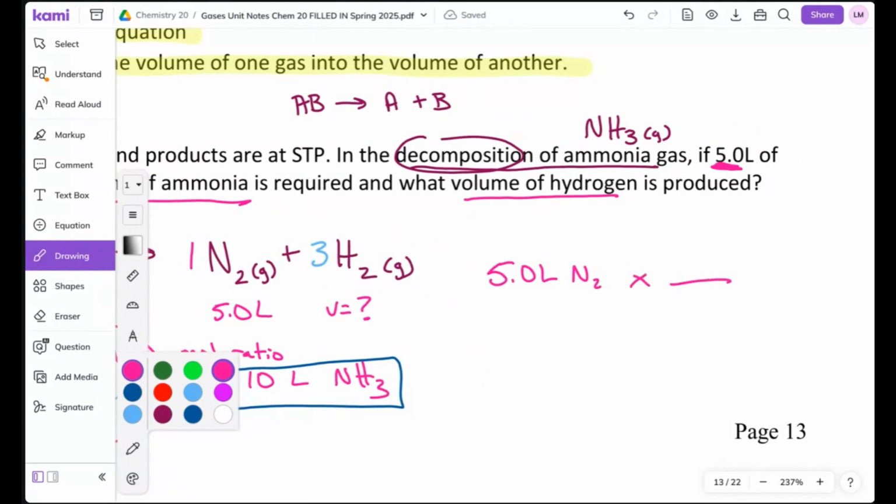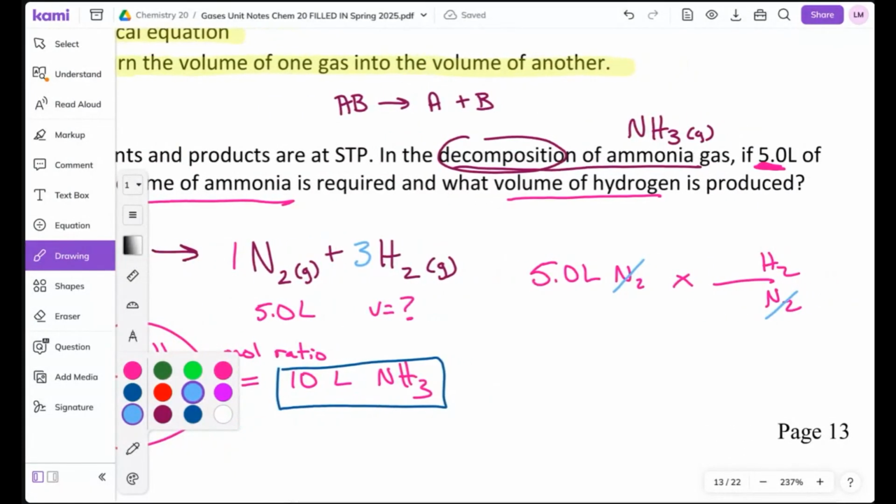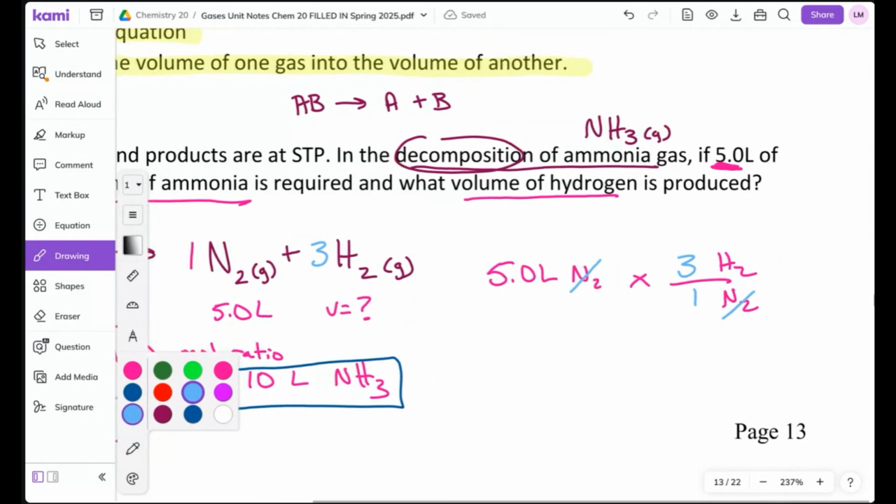So times by a fraction side. So nitrogen, and then we want hydrogen. So for nitrogen, as I said, coefficient in front of that is 1. Coefficient in front of hydrogen is 3. So 5 times 3 divided by 1, that's going to be 15. And I'm going to write it in the correct amount of sigdigs here. And there we go.